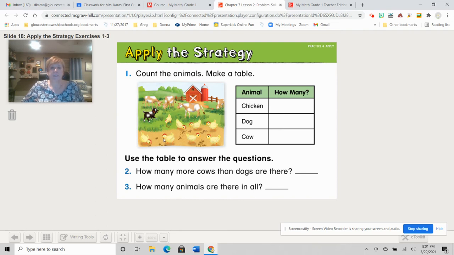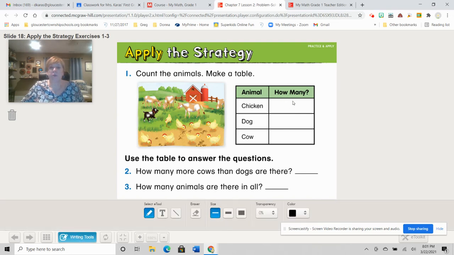Okay. So chickens, there were 8. 1, 2, 3, 4, 5, 6, 7, 8. So I'm going to print 8 right here on my chart. Okay. How many dogs do you see? Just the one. And then how many cows? That's right, 4. Now, the answer, how many more cows than dogs are there? How many more? That's right, there's 3. Because 4 minus 1 equals 3 more cows.